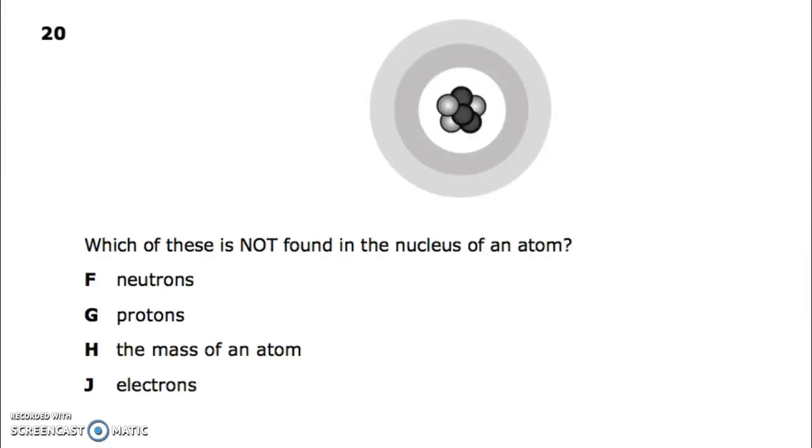Number 20. Which of these is not found in the nucleus of an atom? F, neutrons, G, protons, H, the mass of an atom, J, electrons.